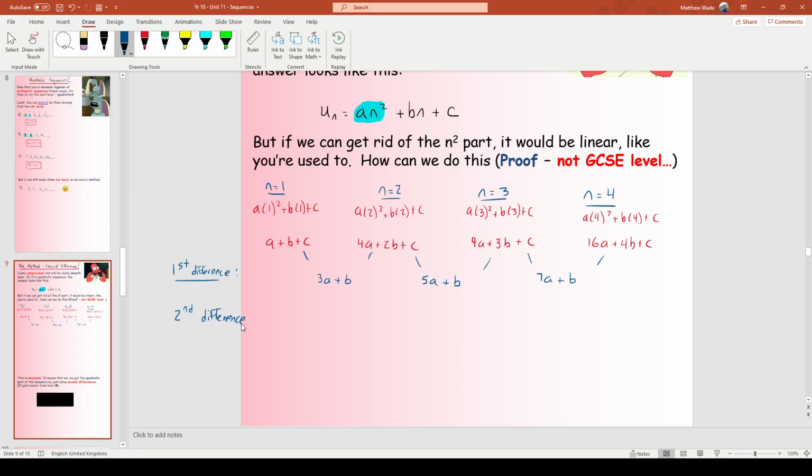Now, second difference is the same deal. What we're going to do is subtract two terms that follow each other. 5a take 3a is 2a, and b take b is just nothing. 7a take 5a is just 2a, and b take b is nothing. Oh my gosh, every single one in the second difference simplifies down to 2a, my buddies. That means that if it was actual numbers, we could do a second difference of those numbers, and it would always be the same. So it might be something like 8 or whatever, and then it would be 2a equals 8, which means a equals 4. Which means we've got the first part of the equation.